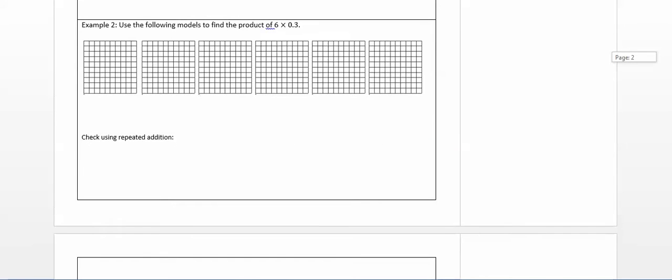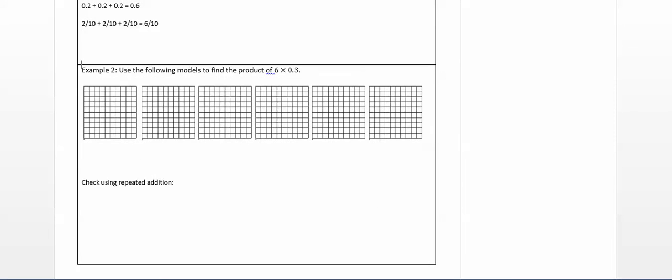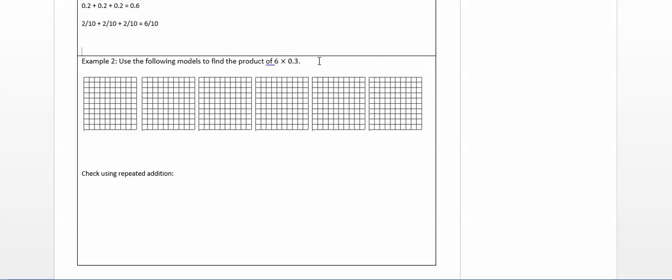Let's look at the next one. Using the models to find the product of 6 times 3/10. I actually want you to take a second and think about how this work is going to be different than example 1. Okay, so when I multiply 6 times 3/10, I end up with a number that's greater than 1 whole. So we want 6 times 3/10 is equal to, then we'll shade in 3/10 and 3/10 and 3/10 and 3/10 and 3/10 and 3/10. And so we see that this is 18/10, which is equal to 1 and 8/10.